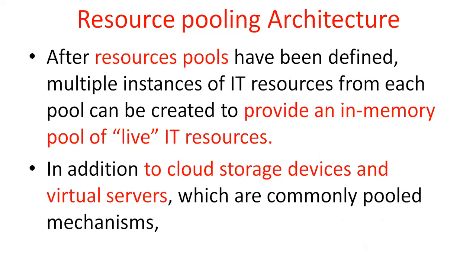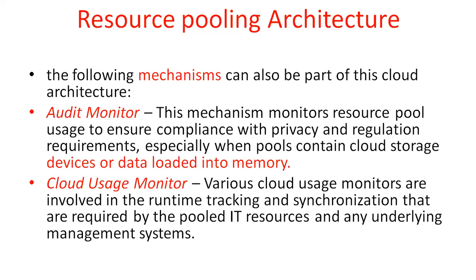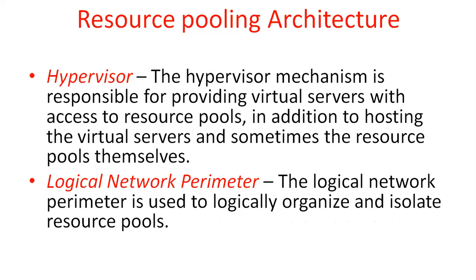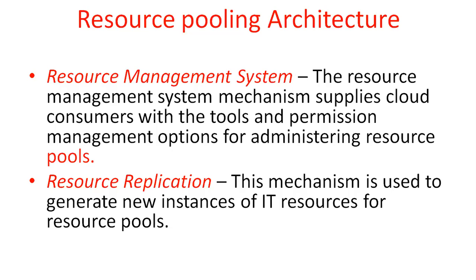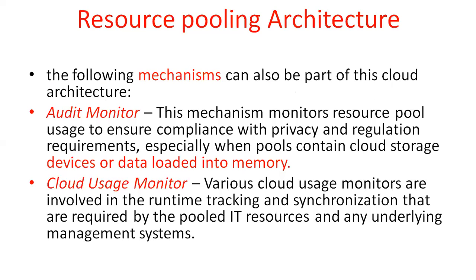That is simple information. In addition to cloud storage devices and virtual servers, which are common pooled mechanisms. That means sibling pools, memory pools, are different. And then coming to some of the mechanisms for the resource pooling architecture. The following mechanisms can be a part of this cloud architecture. What are the mechanisms here? Audit monitor, cloud usage monitor, hypervisor, logical network perimeter, and then pay per use monitor, remote administration system. Not only that, here, resource management system, resource replication. These eight are the different mechanisms of the cloud architecture.